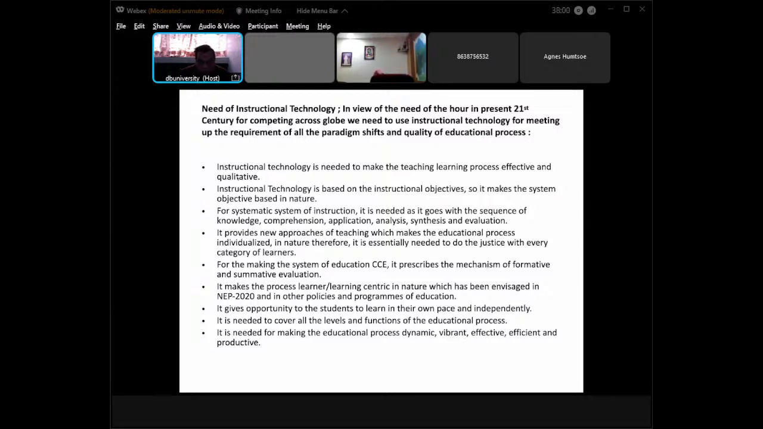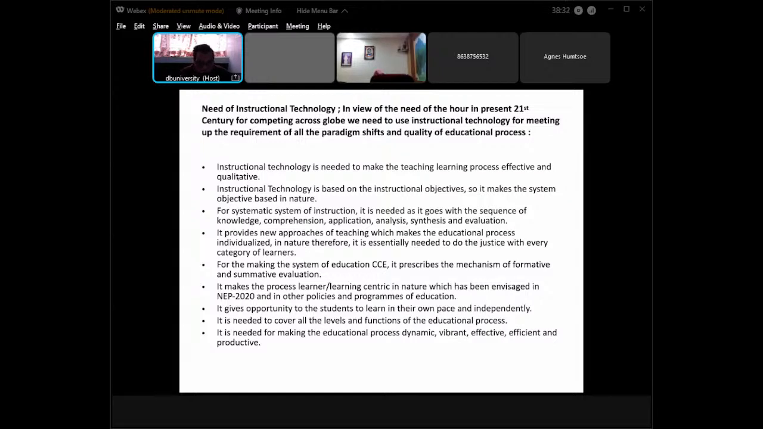Now, this is a very important point which I can put here: when we talk about instructional technology, it goes in a sequential order. Firstly, we are providing the knowledge. That knowledge is to be comprehended. Comprehension is the second higher stage of learning. And the third higher stage of learning is application and the skills of analysis, synthesis, and evaluation.